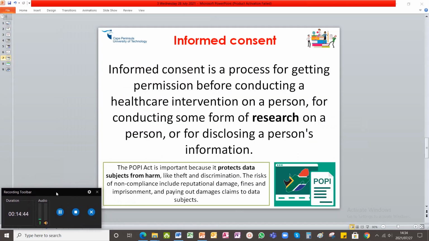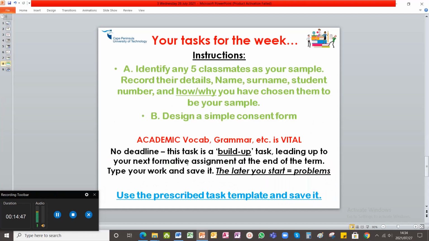Excellent. Right, remember, no deadline, but the later you wait will equal problems. And please use the prescribed template.